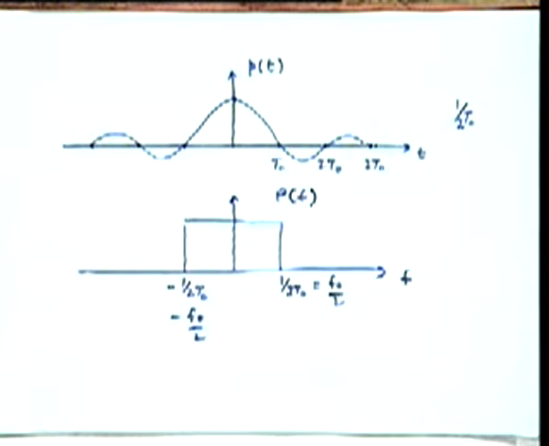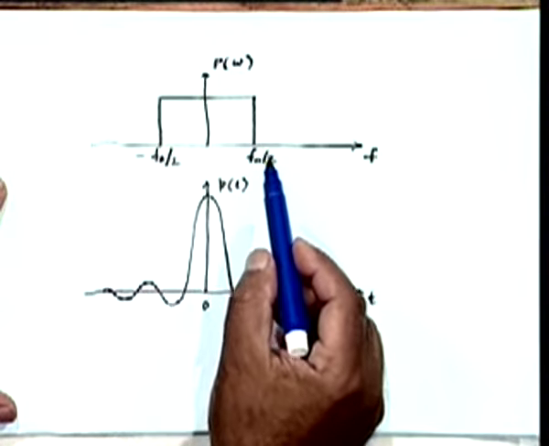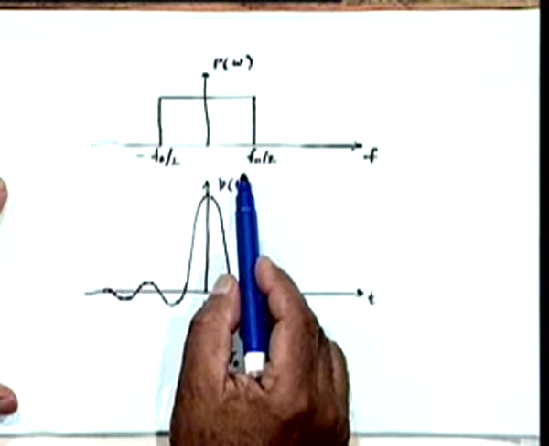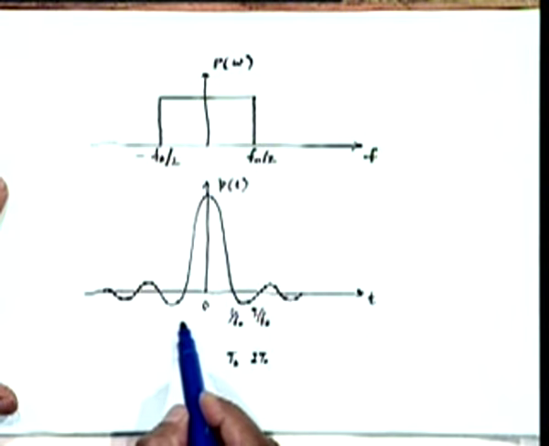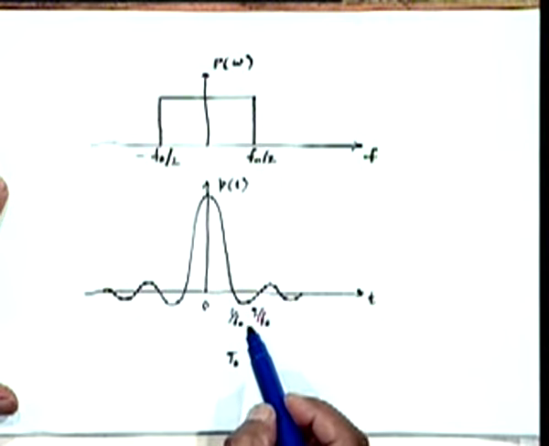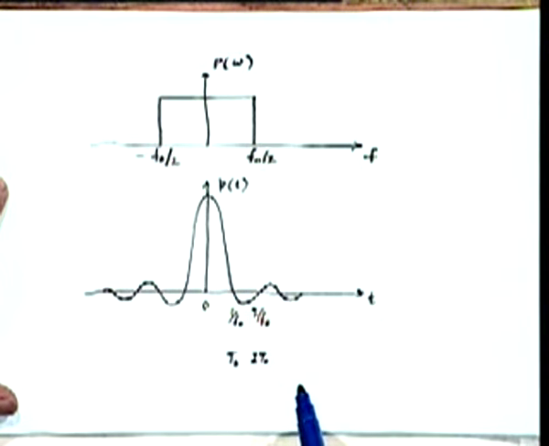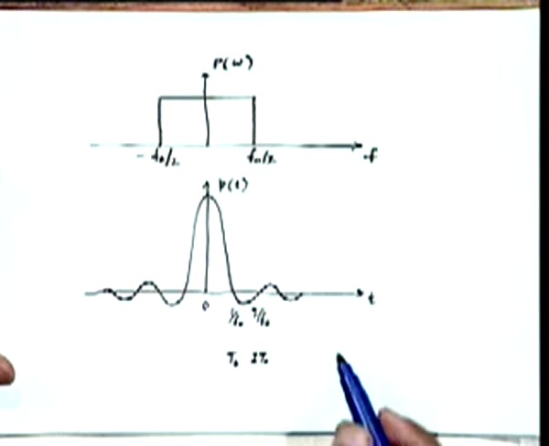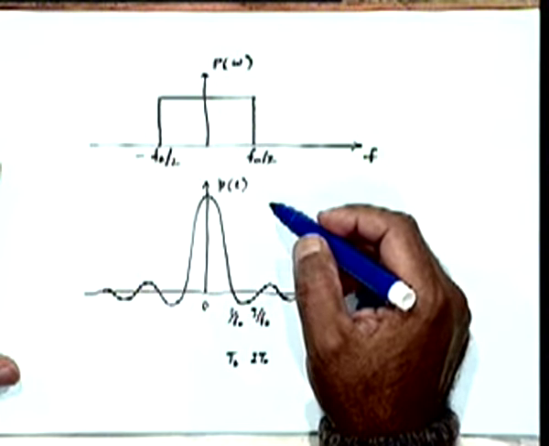Now I've drawn that better here. You can look at it again. If you have the spectrum P(omega) shaped like this, then we'll have a regular zero crossing every 1 by f0 seconds, or every t0 seconds. So that's the kind of pulse shape we need to use.